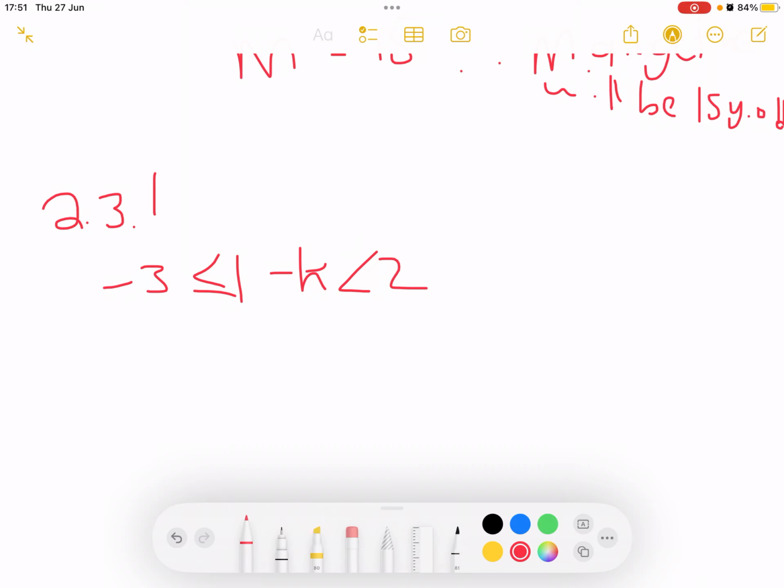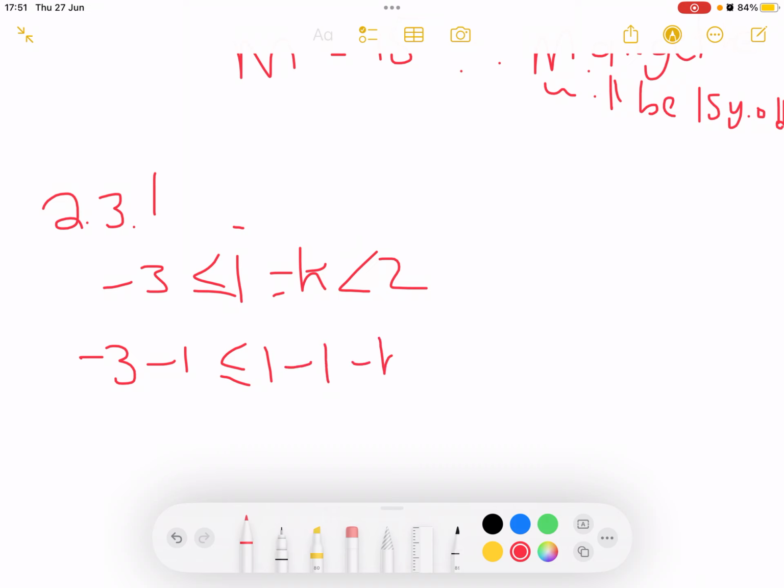Now, to simplify this, we need to make sure that k is left alone here, but k now has a 1 here and has a negative. So we start with the 1. How do you remove a 1? 1 minus 1 is a 0. So it means we need to subtract 1 in all of these parts within the inequality.